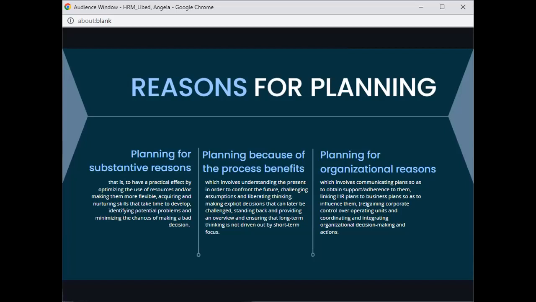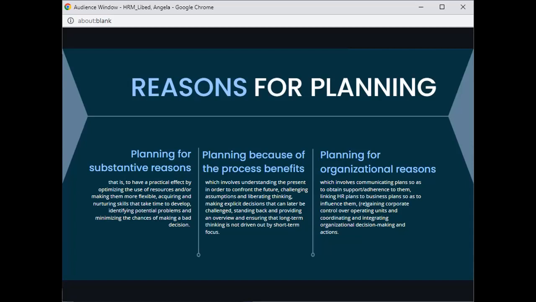Next is planning because of the process benefits, which involves understanding the present in order to confront the future, challenging assumptions and liberating thinking, making explicit decisions that can later be challenged, standing back and providing an overview, and ensuring that long-term thinking is not driven out by short-term focus.